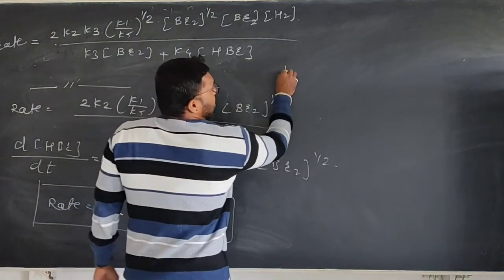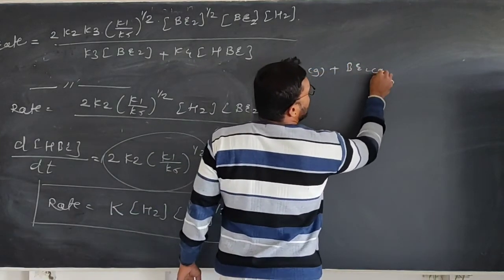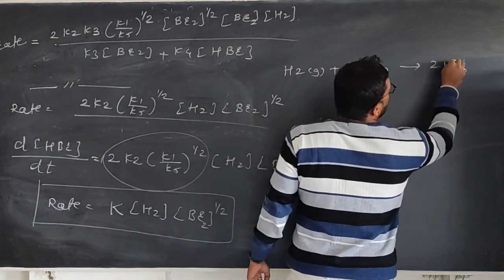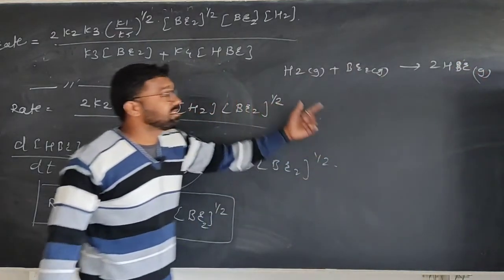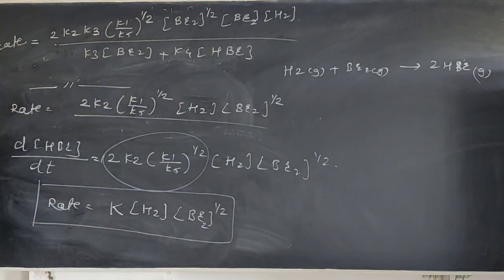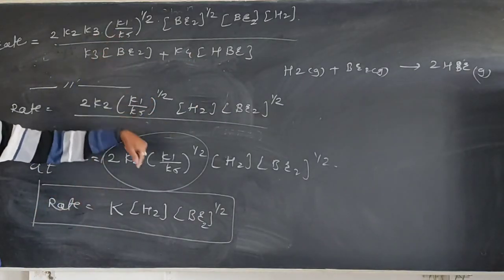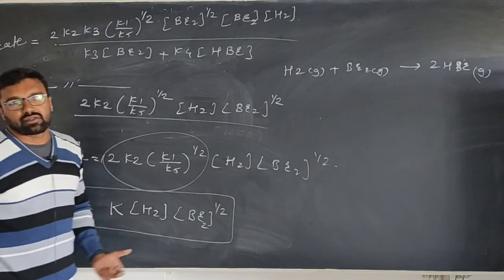Our reaction is H2 in a gaseous state and Br2 in a gaseous state. There is a formation of 2HBr, okay, which is also in a gaseous state. This is the simple reaction, but behind that reaction there are 5 steps of mechanism, and by thinking through the whole mechanism, this is the actual rate equation for this reaction, right? That is your chain reaction, okay.